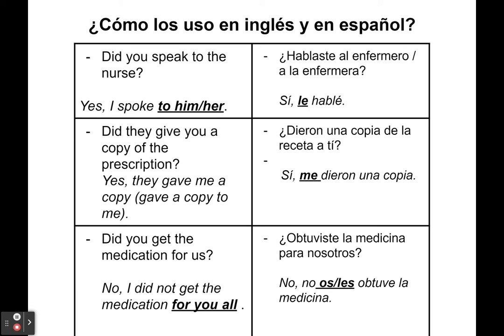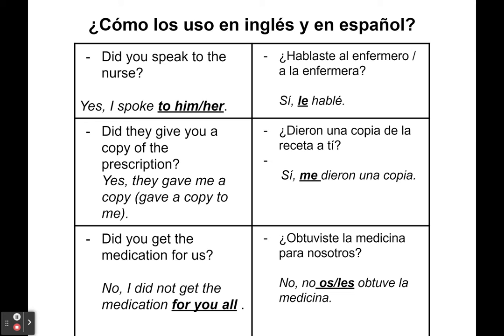Our final example deals with this as well, where you're changing the object pronoun to fit the answer. So keep that in mind. So, did you get the medication for us? Get is the verb here, or to obtain, which is like to get or to obtain. I use the verb to obtain or to get, one of them, the one that you may not know as well in the Spanish version here.